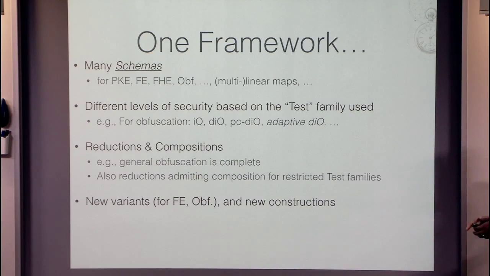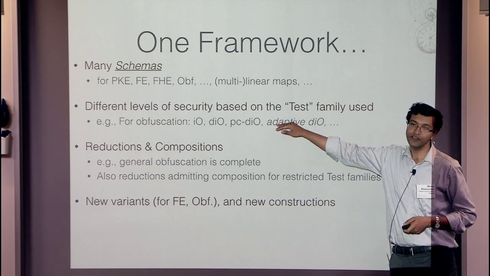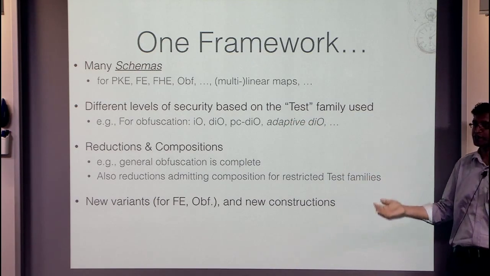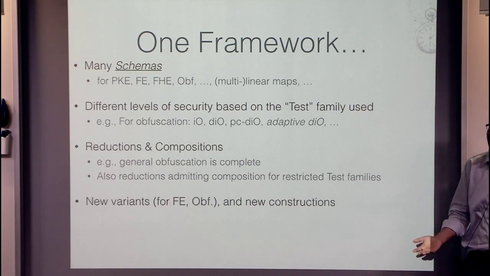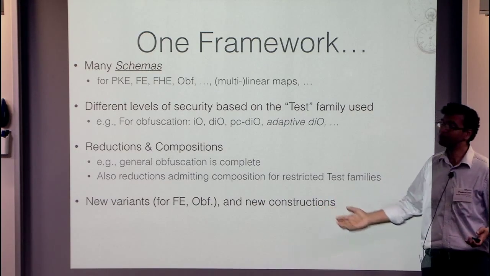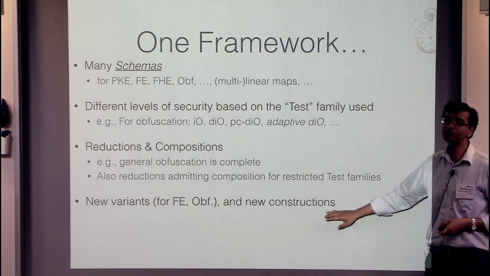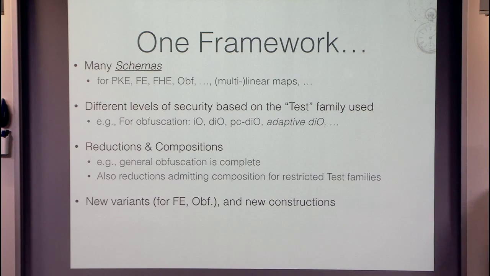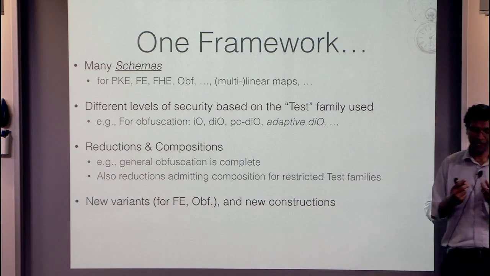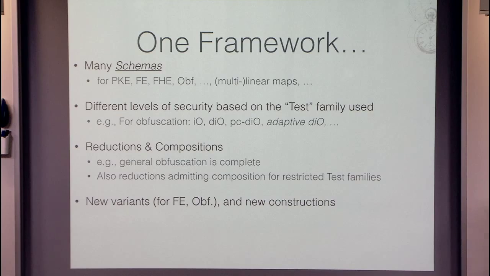And it's not just that we can capture known definitions. Once you develop a framework, things will fall out of it, whether you want it or not. So we'll end up getting new notions of FE and obfuscation. And also sometimes we can get some constructions. May not be the most exciting constructions, won't be the most complicated hybrids or anything. It'll be fairly simple, at least so far.